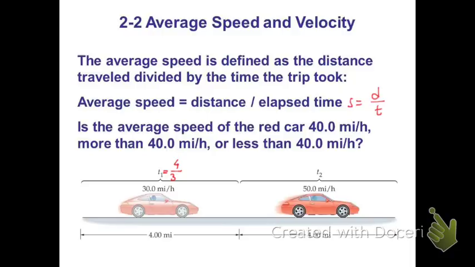So to calculate the total time, first we have to find t1, and from the definition, it will be 4 divided by 30. 4 is the distance the car traveled, and 30 is the constant speed, and it is 2 divided by 15 hours. And for t2, this is again 4 miles divided by 50 miles per hour. It is 2 divided by 25 hours.